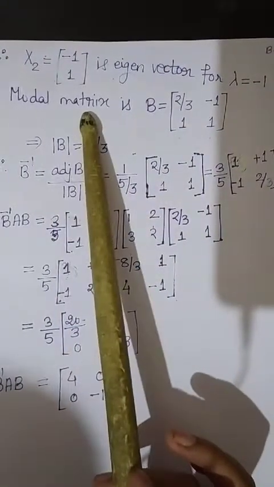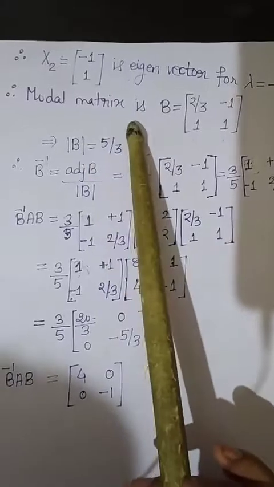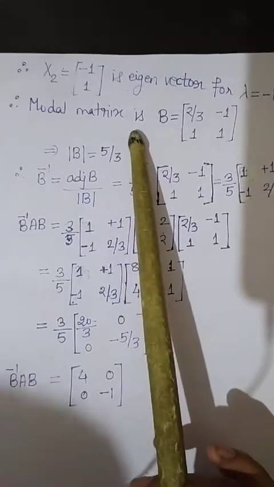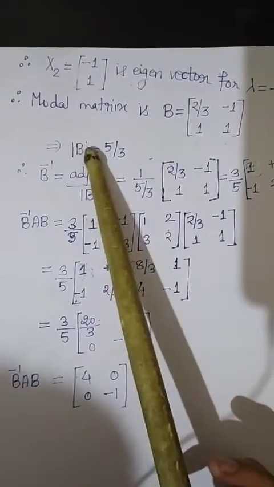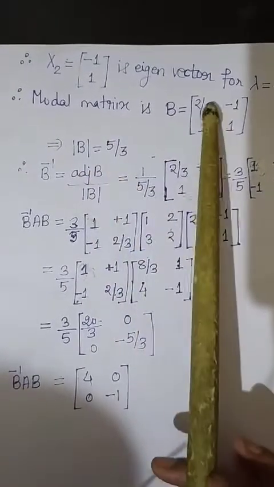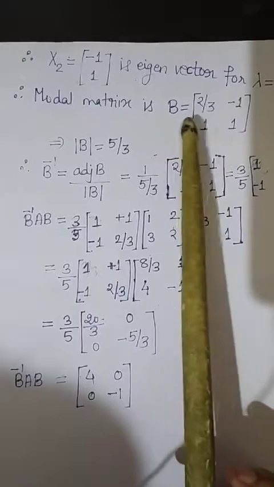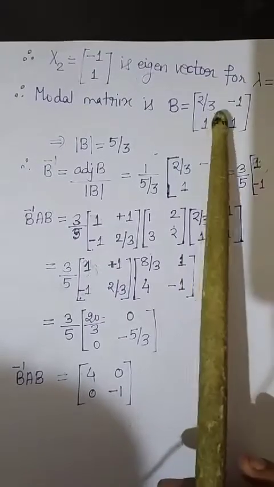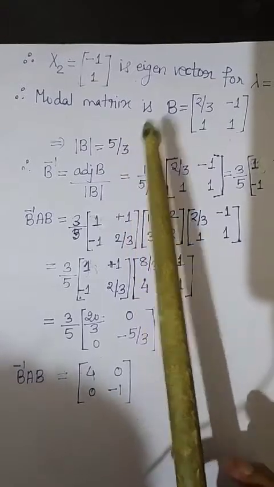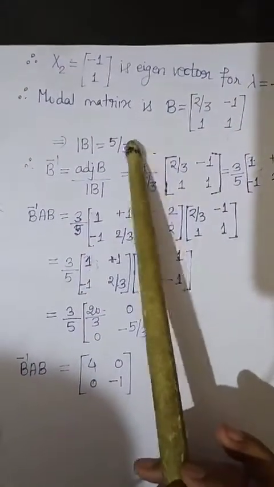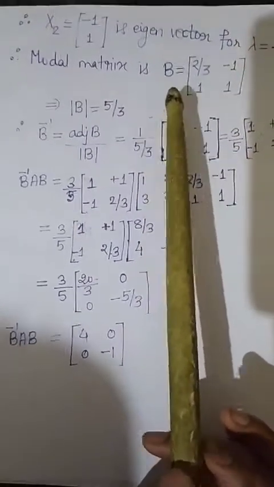Now next we want to find the diagonal form. For this, let us first check whether the inverse exists or not. So find the determinant. Now the determinant of B will come out to be 2 by 3 into 1 minus 1 into minus 1, that is plus 1. So 2 by 3 plus 1 is equal to 5 by 3. So the inverse exists as it is not equal to 0.